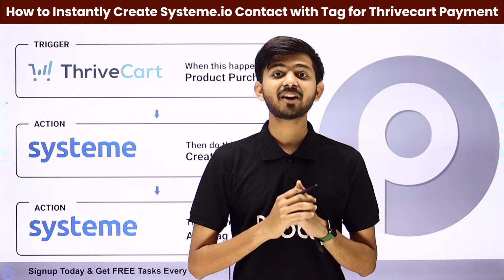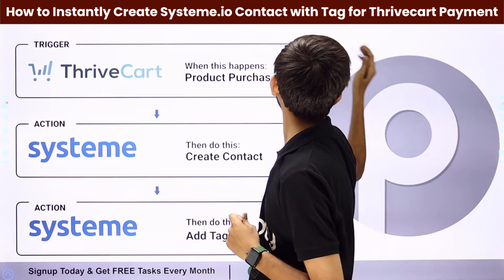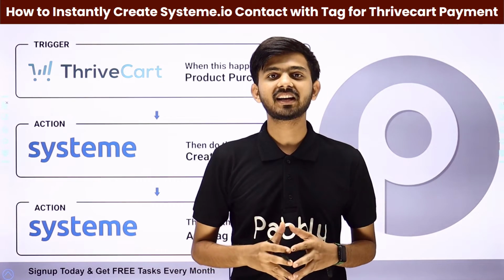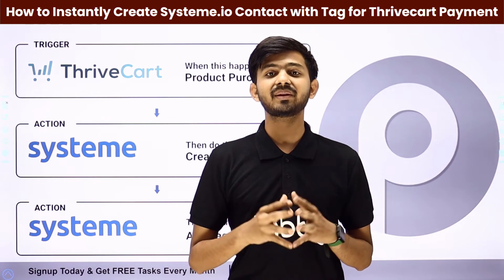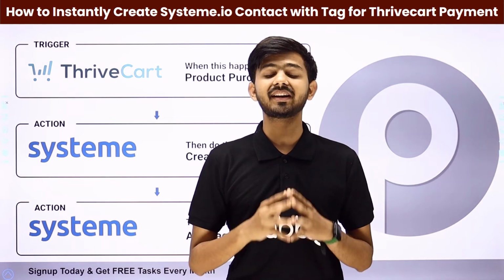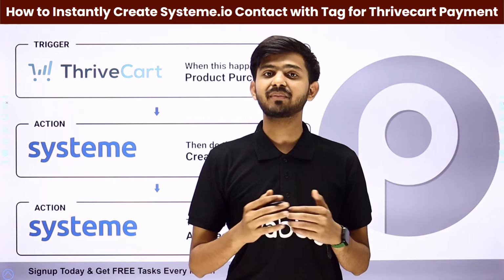Hello everyone, today our topic is how to instantly create a System.io contact with a tag for a Thrivecart payment. Here our objective is that whenever we get a new product purchase in Thrivecart, we want to use those payment details to create a new contact in System.io instantly. And we also want to give a tag to that particular contact.